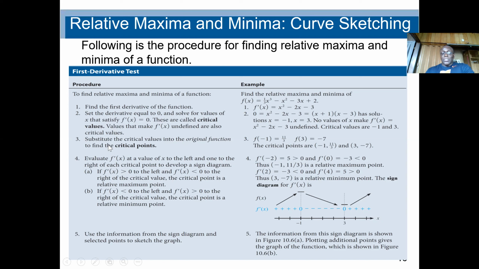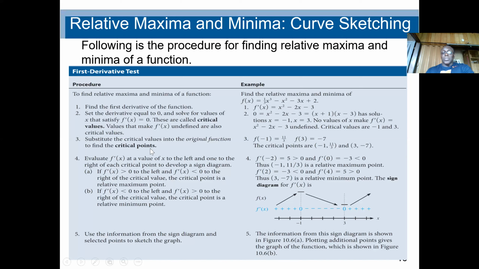Then step 3, substitute the critical values into the original function to find the critical points. Now the critical value, when we substitute into the original function, if we get a negative value, it means what? Decreasing.